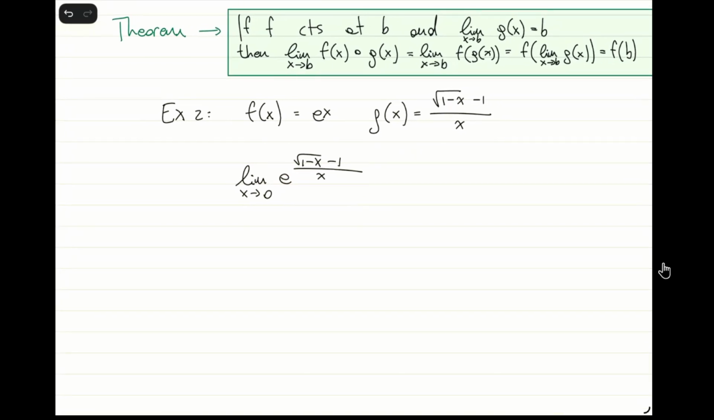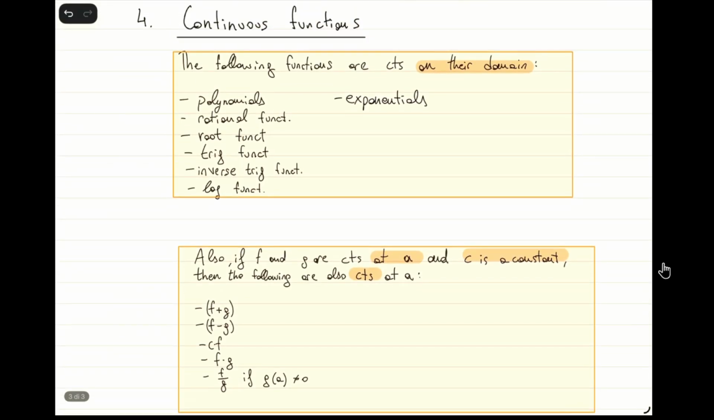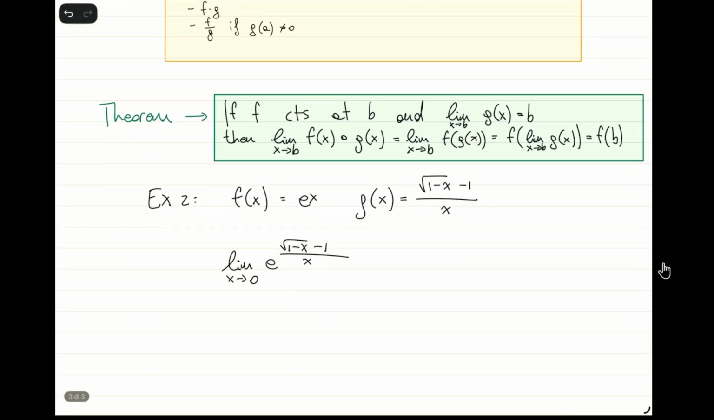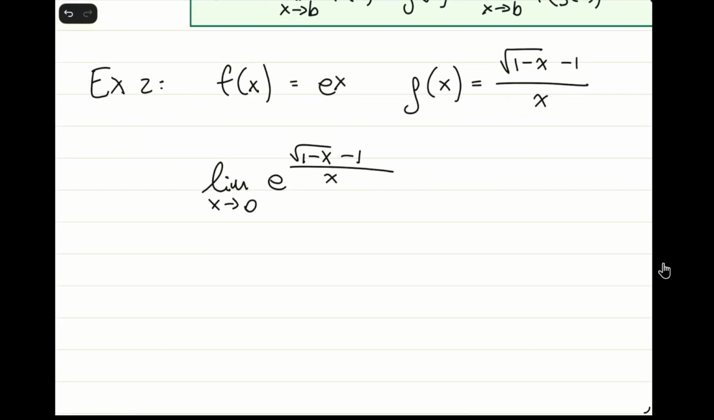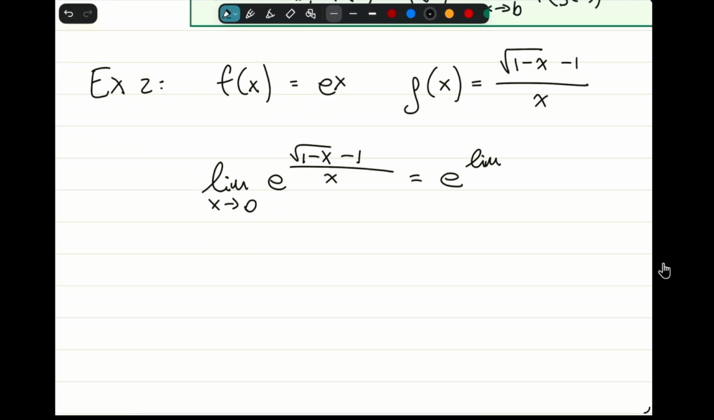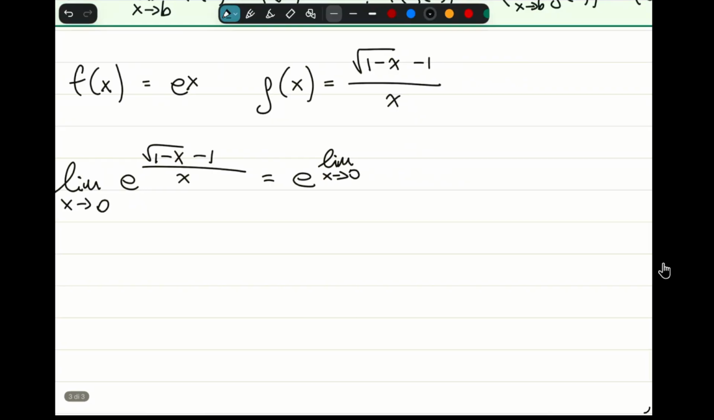However, what do we know? Well, we know that exponentials are continuous functions on their domain. Remember, the domain of an exponential function is all real numbers. On the x, the range will be y greater than 0. So this really means we can distribute the limit over and start to work with this function here, which we have to analyze.